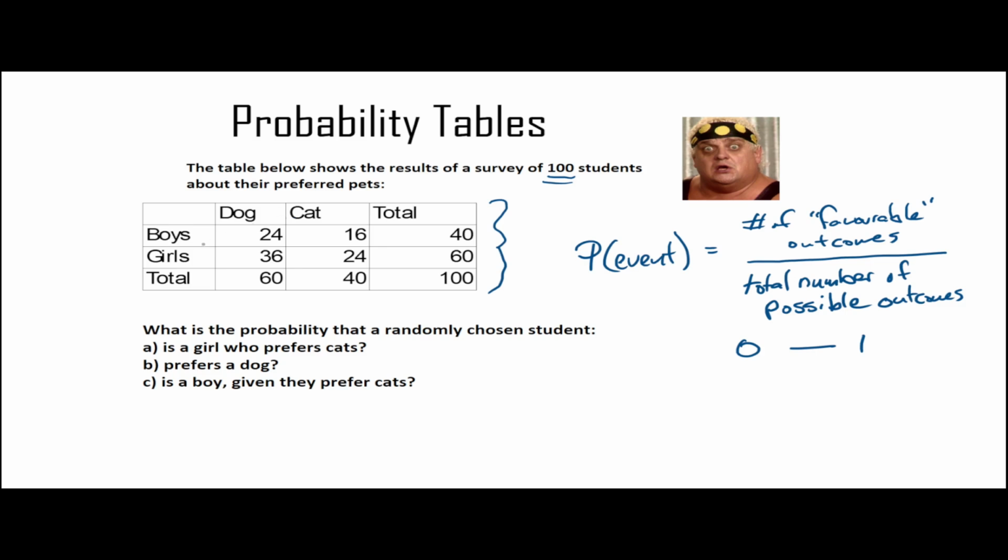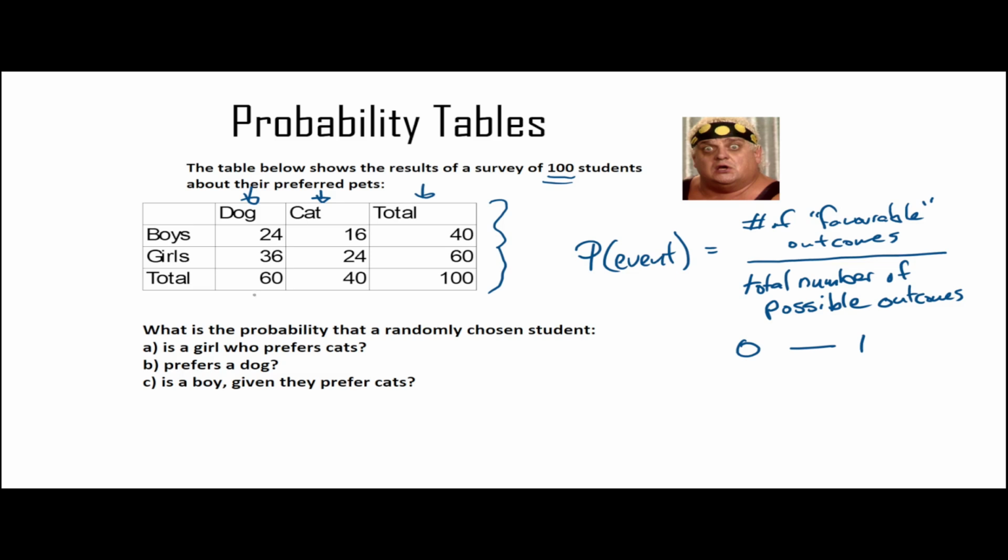So the columns are the preferred pets, and the totals are the totals of the rows and the columns. So 60 people preferred dogs regardless of whether they're boys or girls. The other 40 preferred cats, and it's a nice round number, 100, so these are already in percentages.